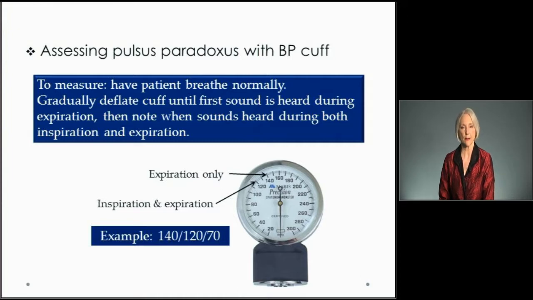And then you let the air out until you get your diastolic pressure. So the way you chart this is 140 over 120 over 70. The difference between 140 and 120 is 20 millimeters of mercury. That's a 20-point pulsus paradoxus. It shouldn't be any more than 10. So that is a sign that something is restricting right ventricular filling.